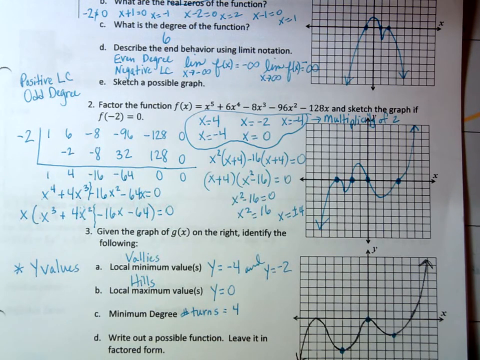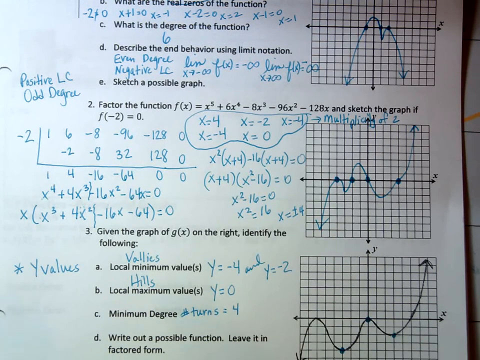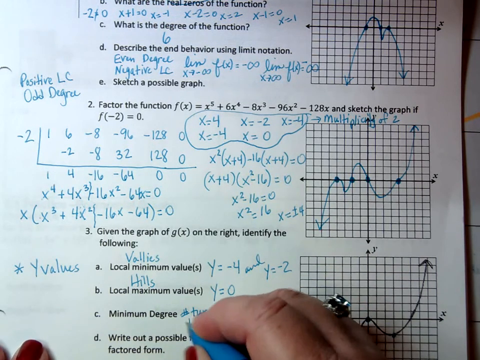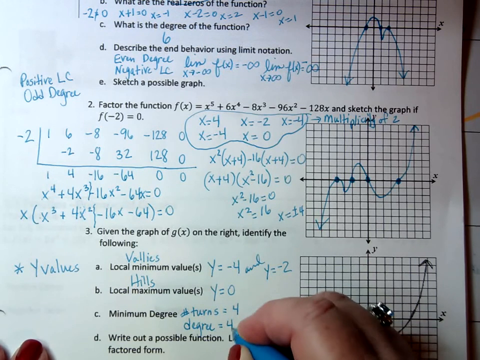Well, the degree is going to be 1 more than that. Remember that the number of turns was n minus 1. That means that the degree would be 1 more than that, or 5.